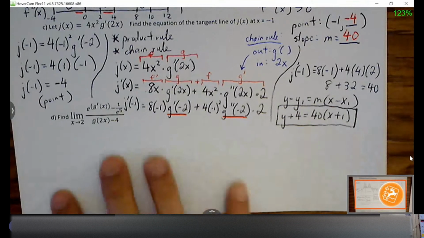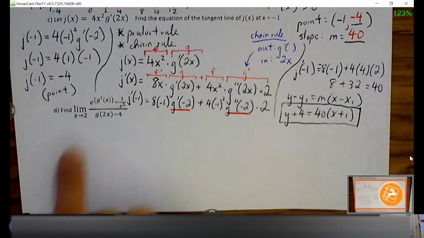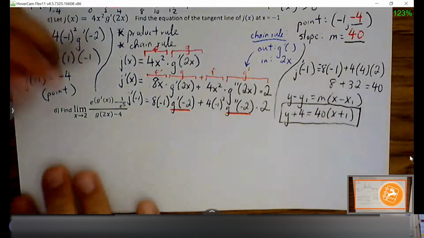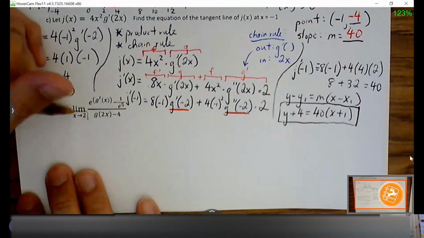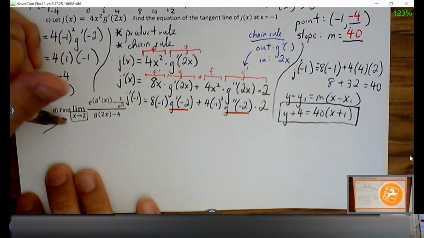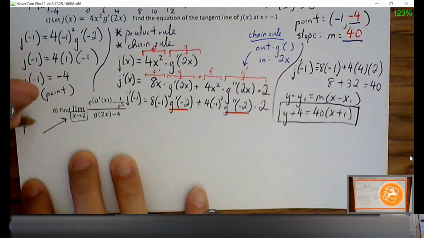All right, questions there for part C? All right, part D, we have a limit problem. What's the first thing we do with a limit problem if it's approaching a real number? Just plug it in to see. Yeah, let's just plug in. Let's just see where we're at, right?